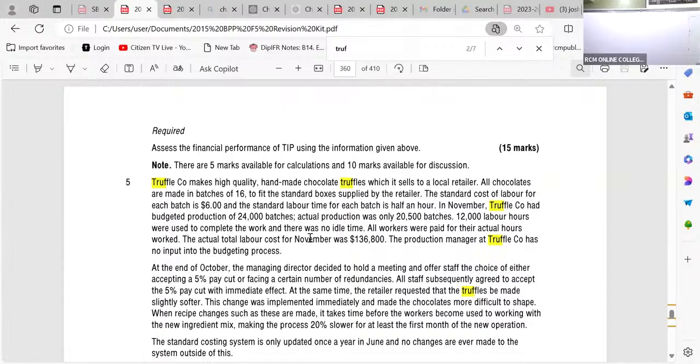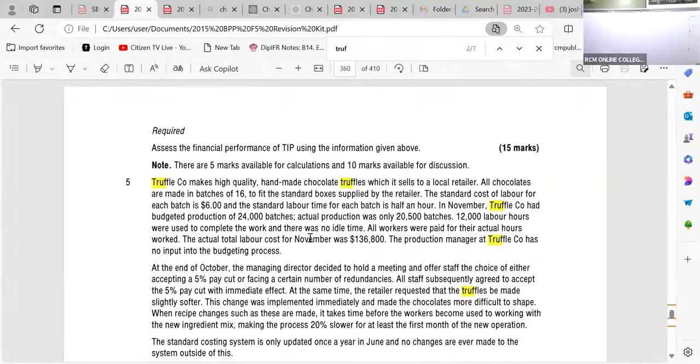But strictly speaking here, they're only looking at labor. It was quite a tricky question, but we should be able to handle it very well.